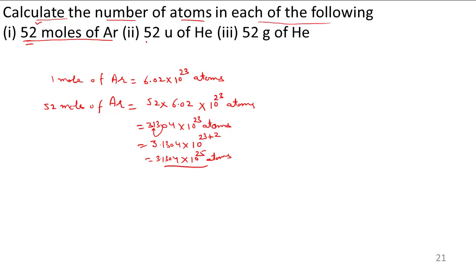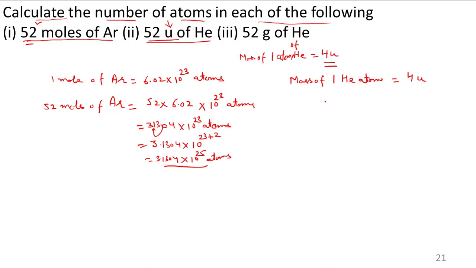Now 52 U of helium. Now U is the unit for mass of atoms. Helium has an atomic mass of 4 U. So the mass of one helium atom is equal to 4 U, because it has 2 protons and 2 neutrons. We have to calculate in 52 U, so we will apply the unitary method.